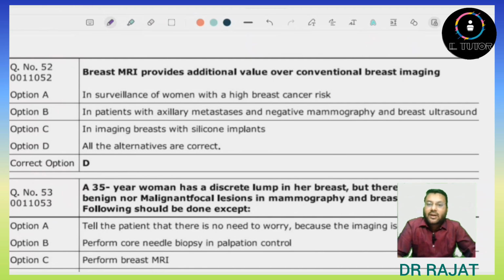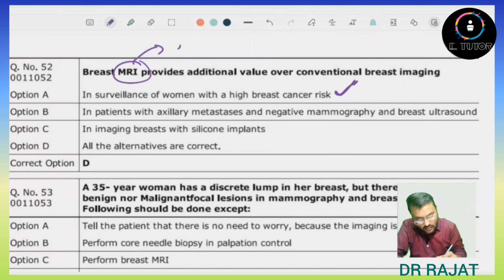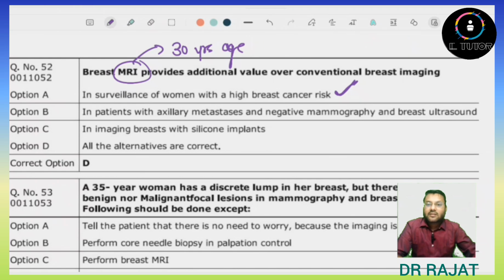Next question is, breast MRI provides additional value over the conventional breast imaging. So first option is, in surveillance of the woman with high breast cancer risk. This is true. The screening with MRI starts from 30 years of age, because mammography cannot be used below 40 years. So if there is high risk for breast cancer, then we start the MRI screening.